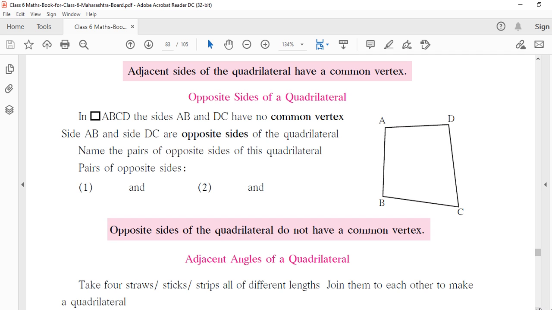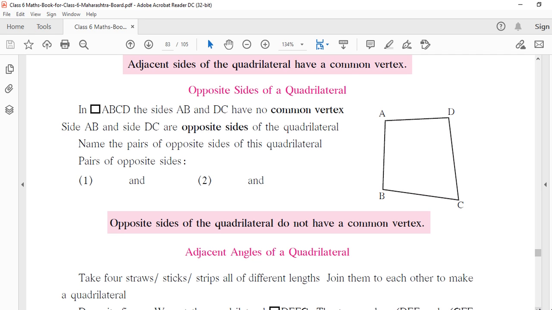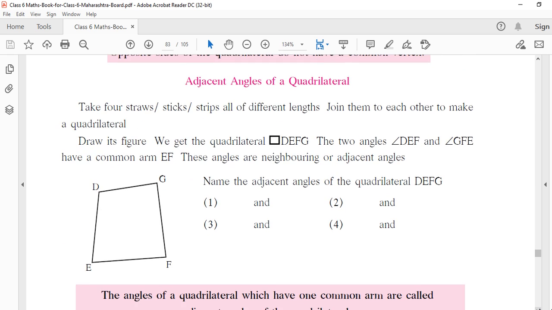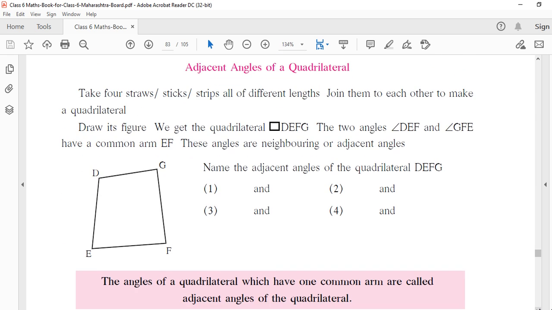Next is adjacent angles. Similar to adjacent sides meaning side by side, adjacent angles mean side by side angles. Now in a quadrilateral there are four angles, which are this angle D, then we have angle E, then angle F, then angle G.